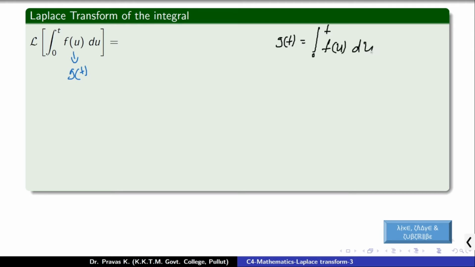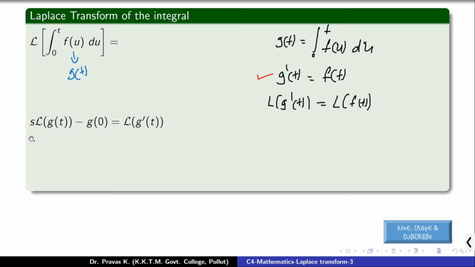Since g of t is the integral of f, we can see that g dash of t is equal to f of t itself. Since the Laplace transform of g dash of t can be written as the Laplace transform of f of t, we can use the formula of Laplace transform on the first derivative of a function. That is, s into L of g of t minus g of 0 is equal to L of g dash of t.